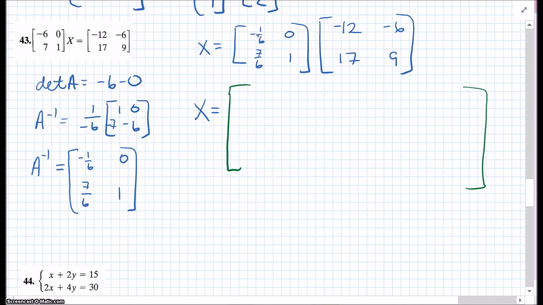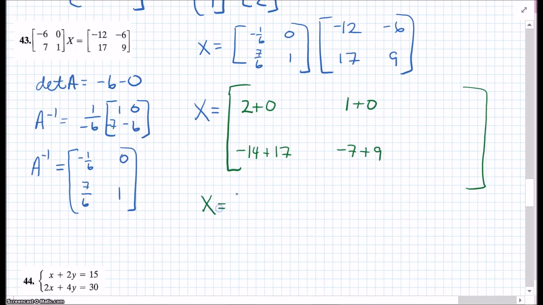First row times first column, negative 1/6 times negative 12 is just going to be 2 plus 0. First row, second column, negative 1/6 times negative 6, that's 1 plus 0. Second row times first column, 7/6 times negative 12 would be negative 14, and 1 times 17 would be 17. Next one, second row, second column, 7/6 times negative 6 would be negative 7, and 1 times 9 would be 9.